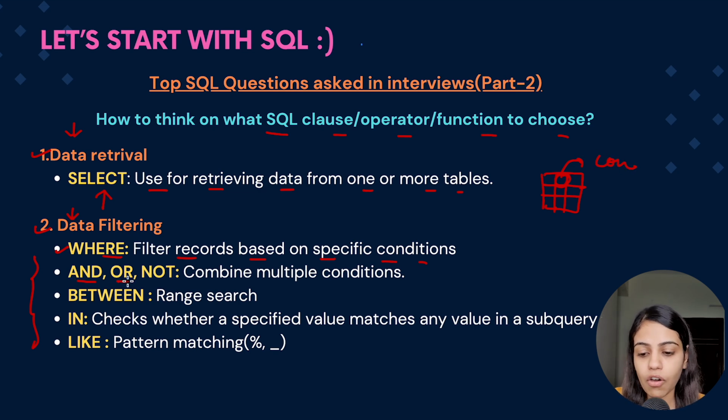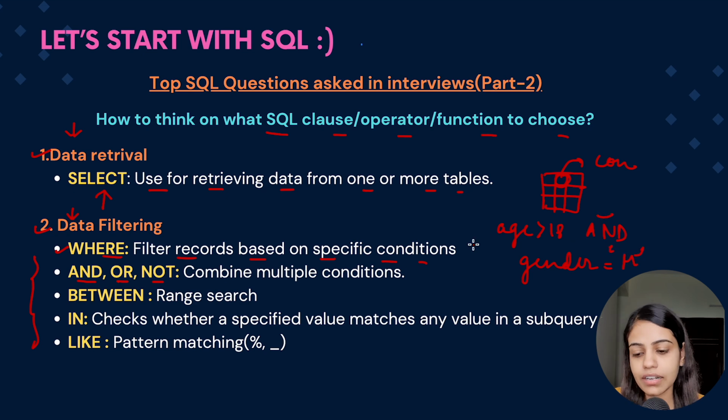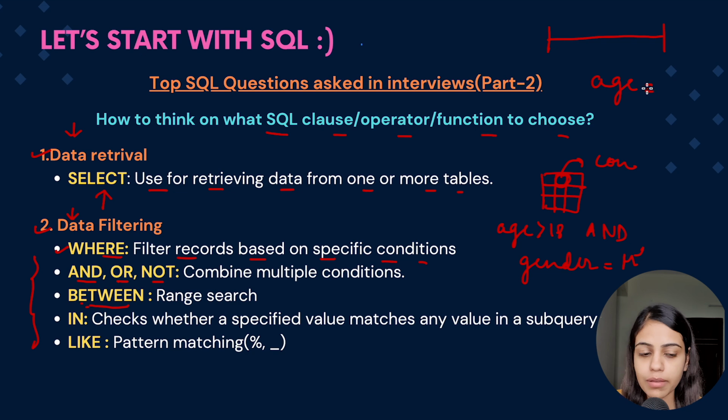Now coming to the and, or and not operators. These operators are often used whenever we want to combine two or three conditions. Consider that I want the data of all the persons whose age is greater than 80 and gender is equal to male. Whenever we want to club two or multiple conditions, we use the and, or, not operators. Now coming to between. Whenever we want to search based on some specific range, consider that I want the details of all the employees whose age lies between 18 and 50. For this range, I can use the between operator.